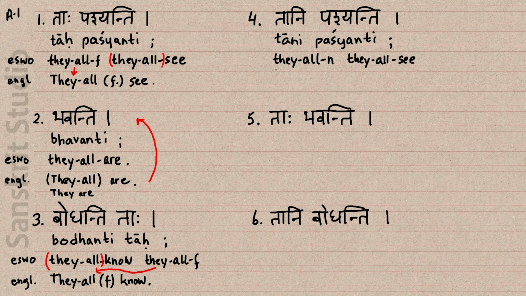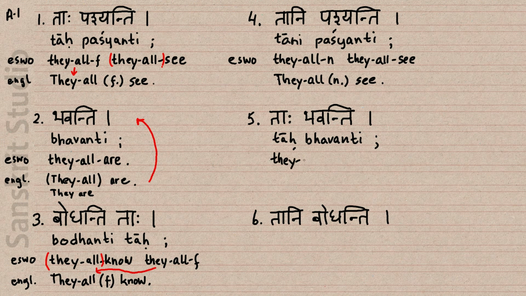And the English line, maybe I should write eswo here just so we don't confuse it with the English. Okay, so they all neuter C. Number 5, Taha Bhavanti. Bhavanti. So they all F.